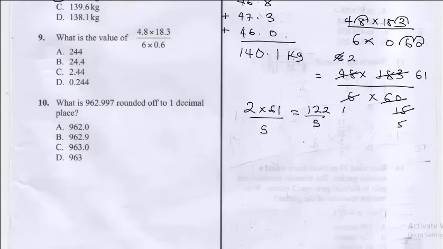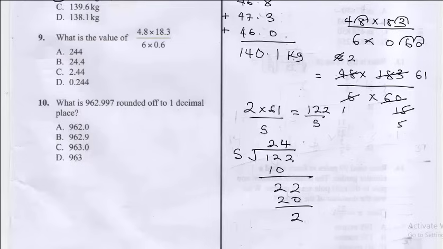122 all over 5. So if we do our long division, 5 into 122. 5 into 12 is going to give us 2. 5 times 2, we're going to get 10. So this is going to give us 2. We bring down 2. 5 into 22, you're going to get 4. 5 times 4 you get 20, all into 2. Now 5 cannot divide 2 any longer, so here we are going to add dots and we put 0.